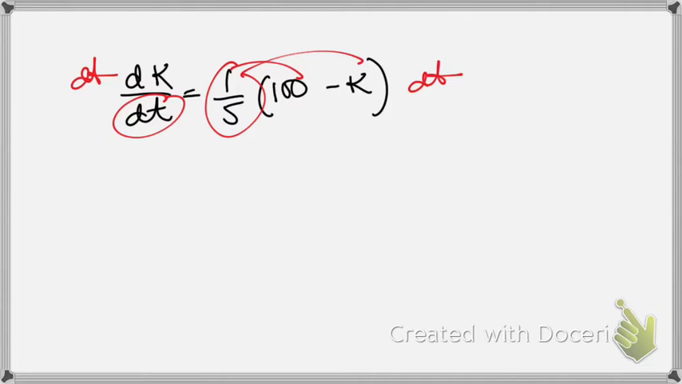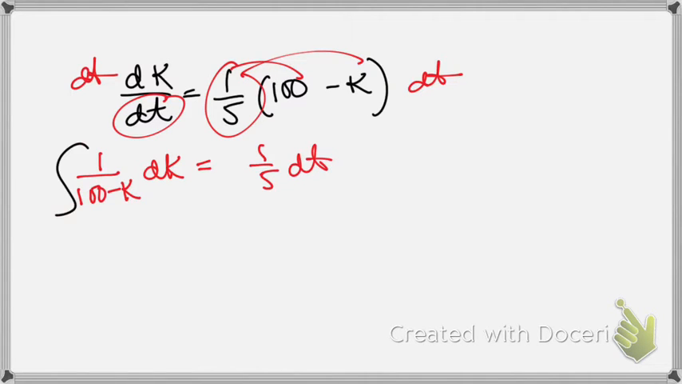I'm going to leave it there. I'm going to move my k's to the left. So I have 1 over (100 minus k) dk is equal to 1/5 dt. That's the same old, same old. Okay, the next thing I need to warn you of is make sure when you integrate, always remember to divide by the derivative of the inside. So on the right side, we have 1/5 t plus c.